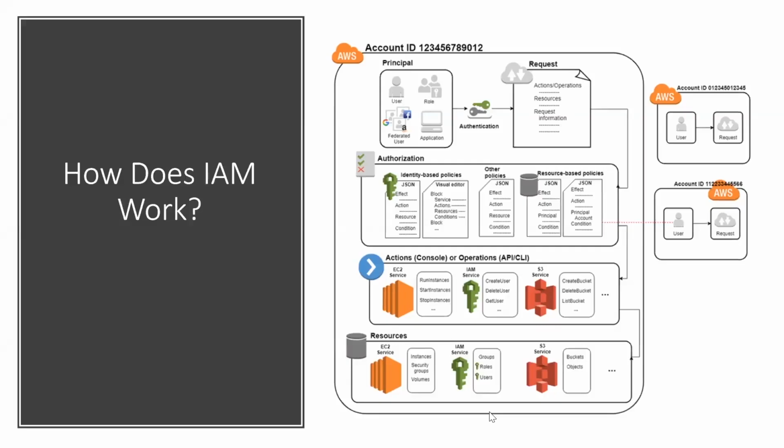Then we have the IAM service, in which you can simply create a user, delete a user, or view the properties of the user. Then let's say a person has authorization for the S3 service: what all tasks can he do, whether he can create a bucket, delete a bucket, or list all the S3 buckets. So it totally depends on what you have applied in the authorization policies defined above.